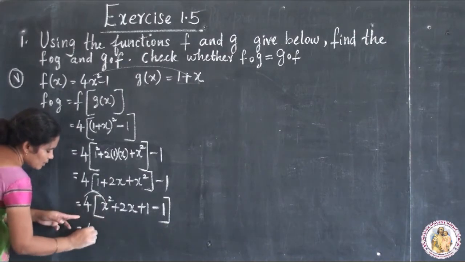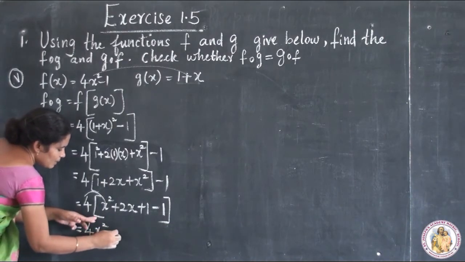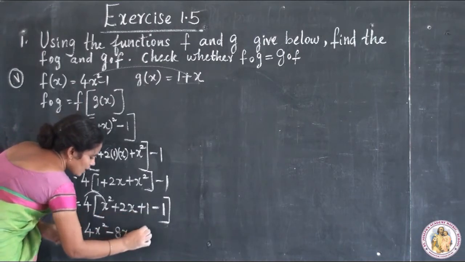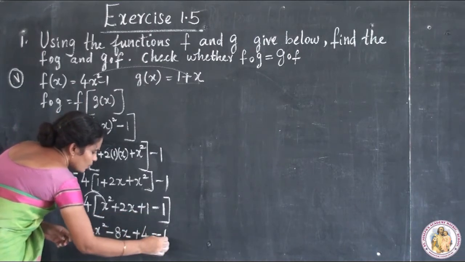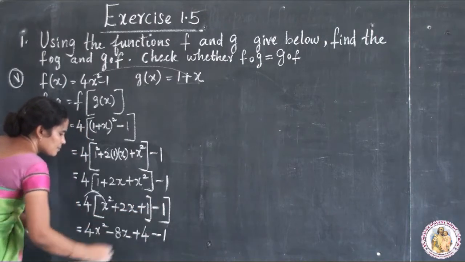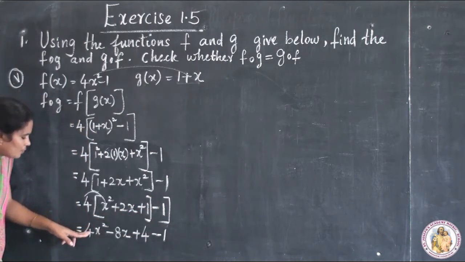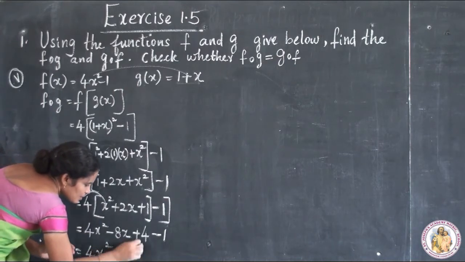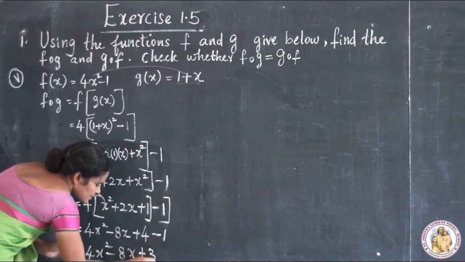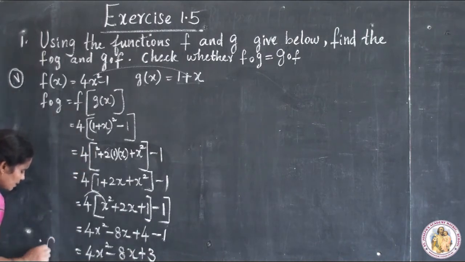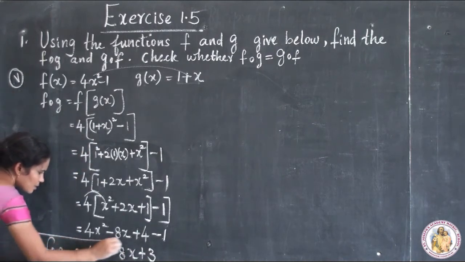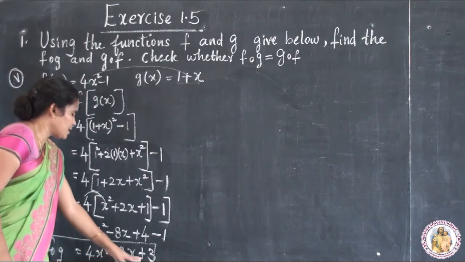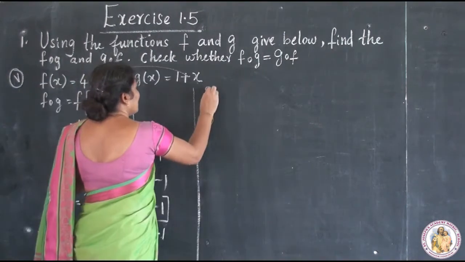So 4x square plus 8x plus 4, minus 1. Now 4x square plus 8x, and 4 minus 1 is 3. f of g is 4x square plus 8x plus 3.